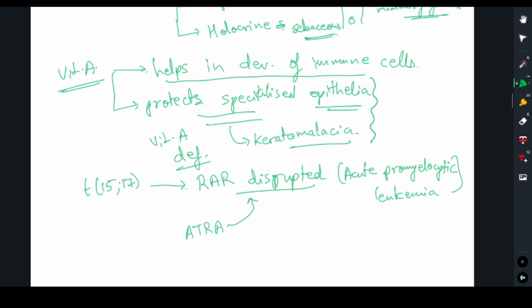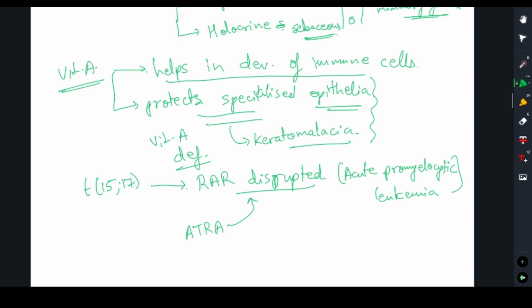Regarding metaplasia, you had to remember this thing, right? That vitamin A protects specialized epithelia, and its deficiency will lead to metaplastic changes, and that can result in keratomalacia, right? And the other point was just to discuss about vitamin A.